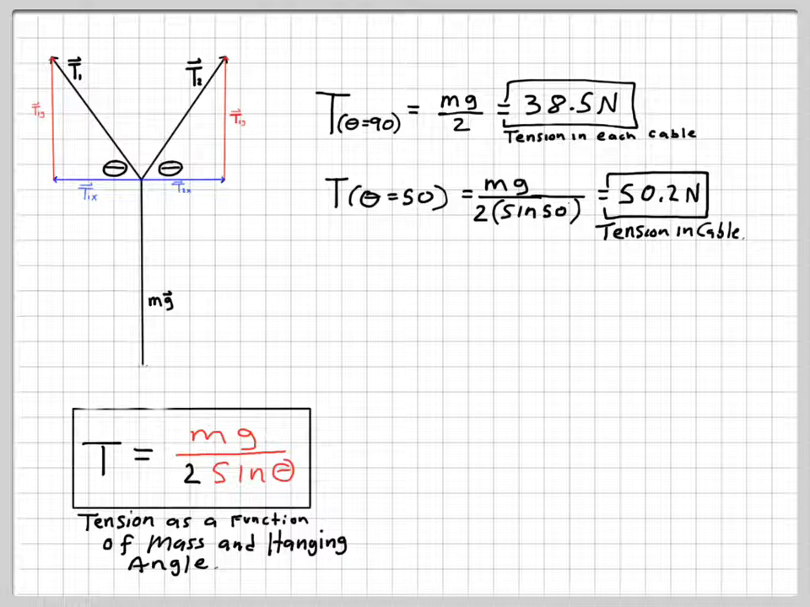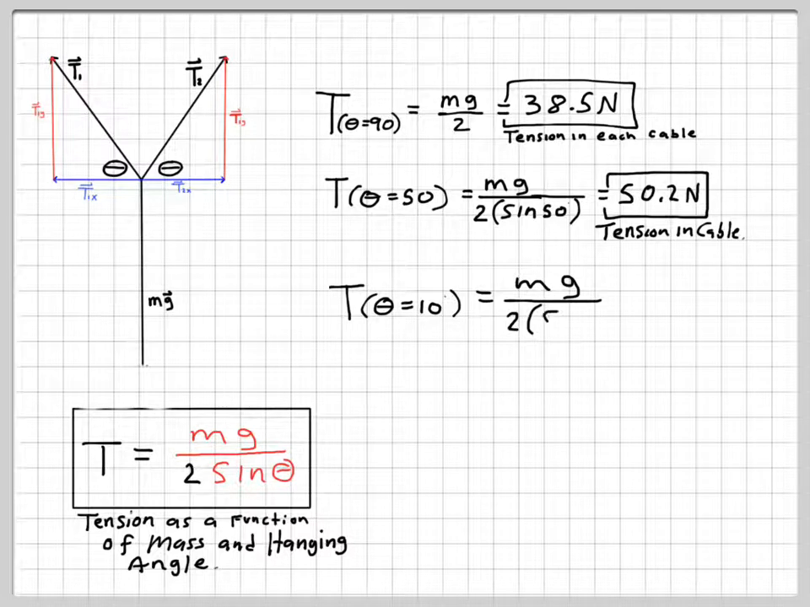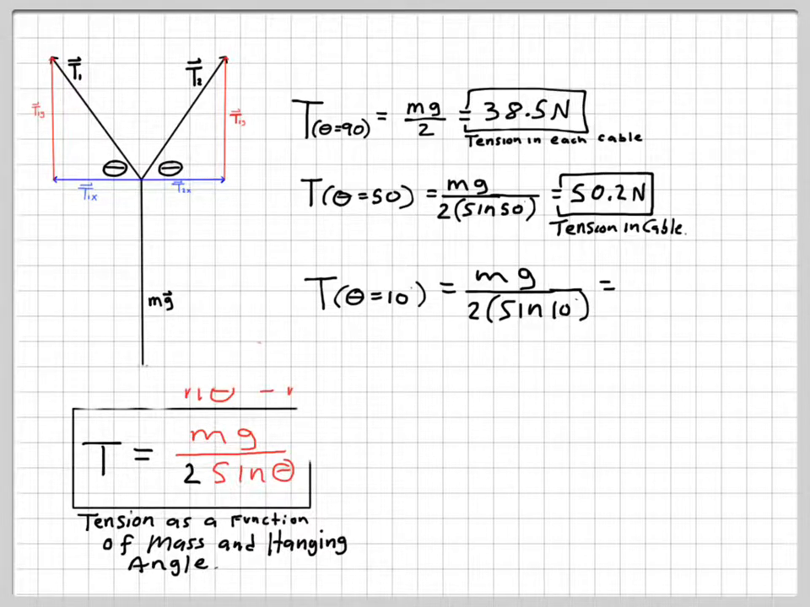The last thing we want to calculate is the tension in the cables when the hanging angle is 10 degrees. Theta equals 10 degrees. And so, we just look at mg divided by 2 times the sine of 10. That equals, I'm coming up with 222 newtons. 222 newtons. Amazing.